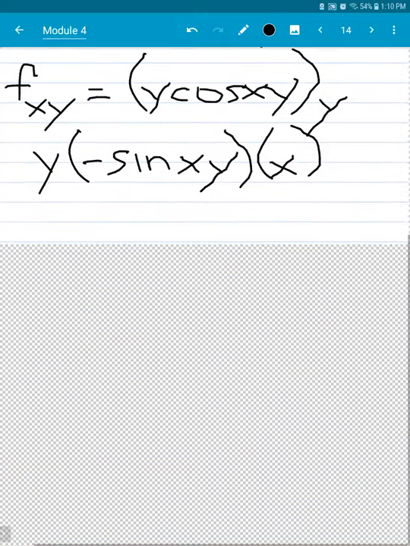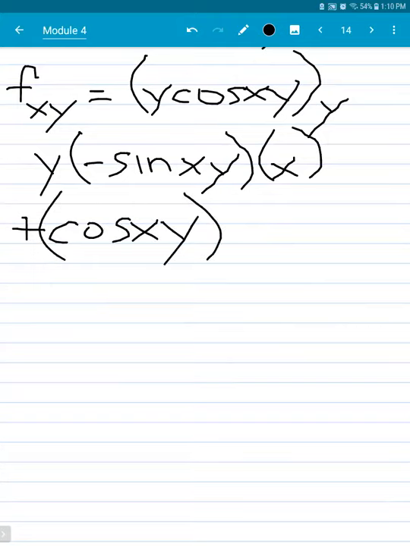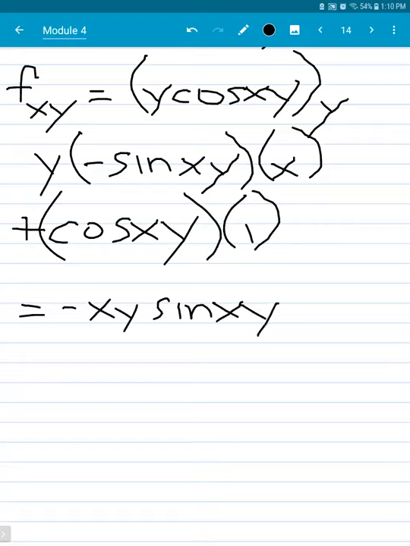Plus the second times the derivative of the first with respect to y. This time it will not zero out. That is 1. So negative xy sin xy plus cosine xy.